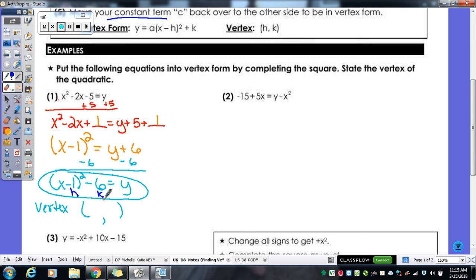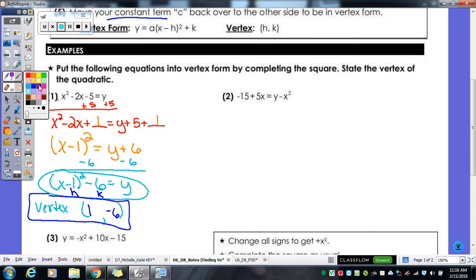So h is the x part, but you change the sign of it when you take it out of the parentheses. So of our vertex, the x value is 1. The y value would be the negative 6. That one outside keeps its sign. So the vertex is at the point 1, negative 6. And there we go.